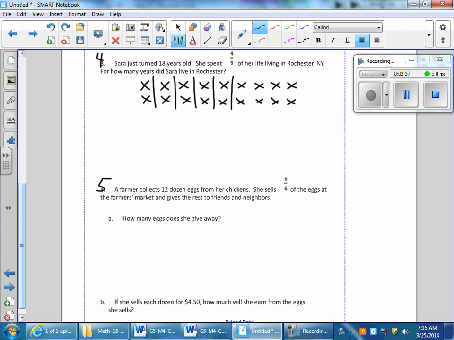Why did I make 9 groups? Because my denominator is 9. So what I'm thinking here is finding what 1/9 of 18 is, which is the same thing as taking 18, my total, dividing it by 9. 1/9 of 18 is 2.